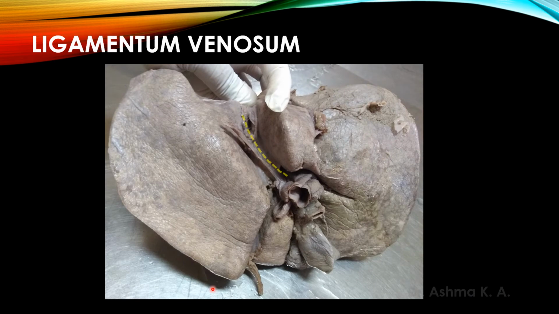This shows the ligamentum venosum lodged in the fissure for ligamentum venosum. Ligamentum venosum is obliterated ductus venosus. In the fetal life, the ductus venosus connects the left branch of portal vein to the inferior vena cava in order to bypass the liver.